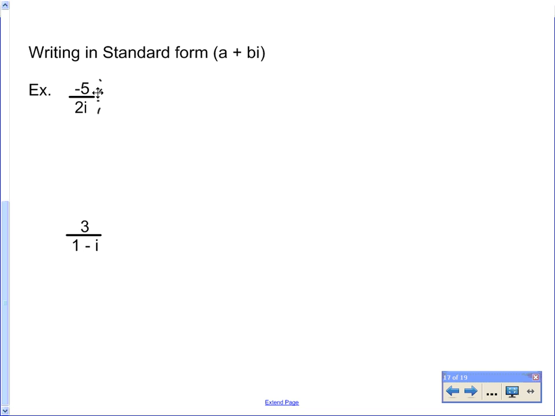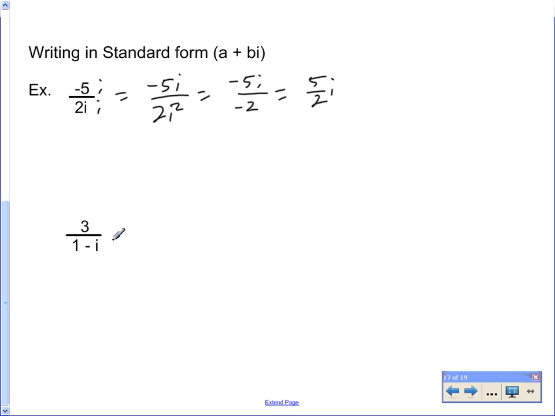So I'm going to multiply the top and bottom by i. So that gives me negative 5i over 2i squared. i squared is negative 1. So this is really negative 5i over negative 2. Negatives cancel and I get 5/2 i. So that's standard form now. So I've got 0 plus my i term.